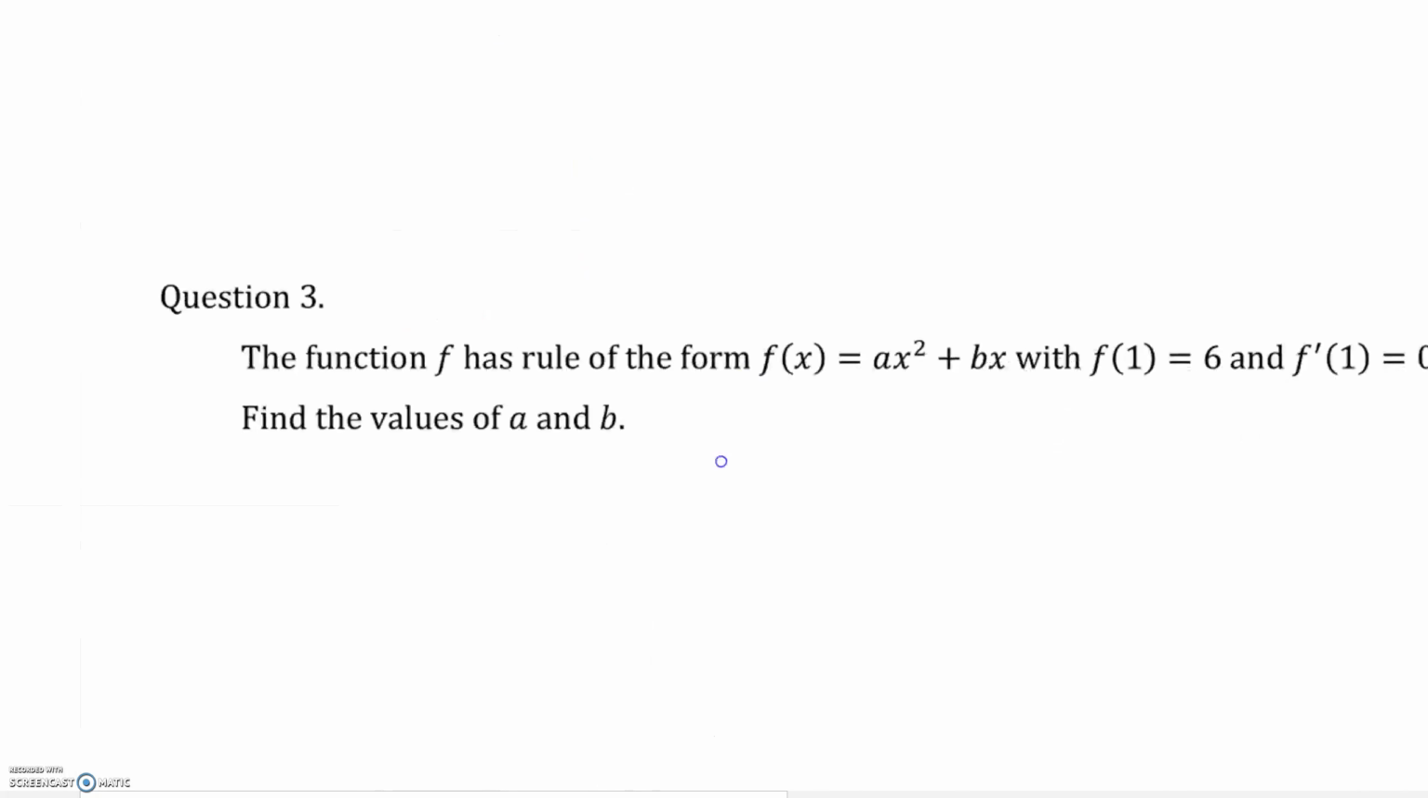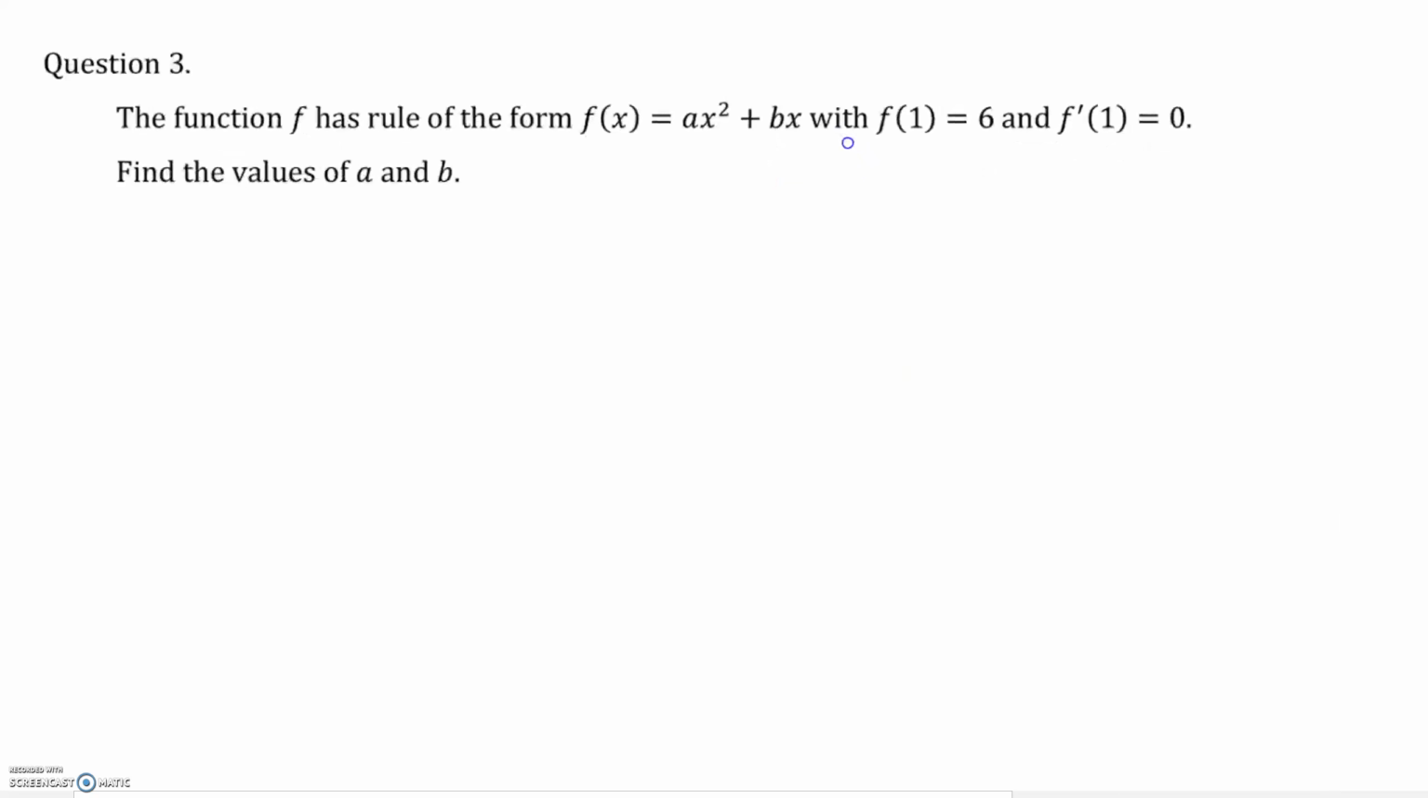So, next question on this was question 3. So the function has this form, and we're given these two pieces of information. So what I'm going to start with straight away, considering we've been given this hint here, that f dash 1 is equal to 0, is to differentiate f of x. So f dash of x, just differentiating this term first, is going to be 2ax, and then differentiating this, this is just going to be b.